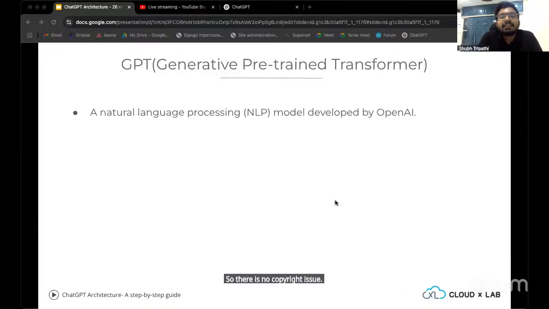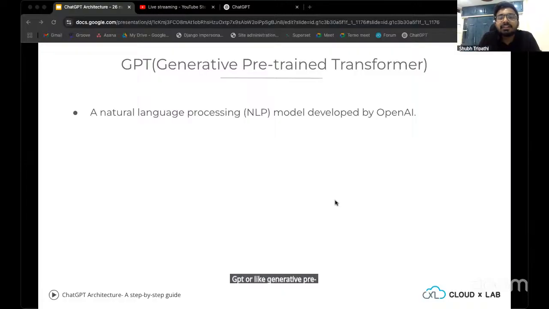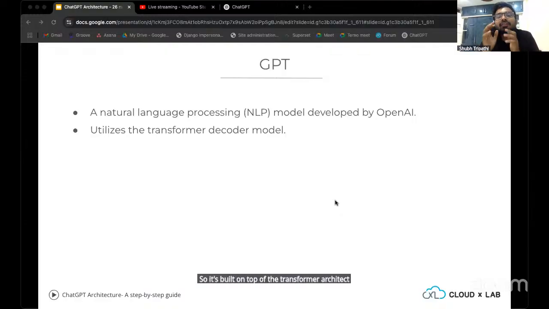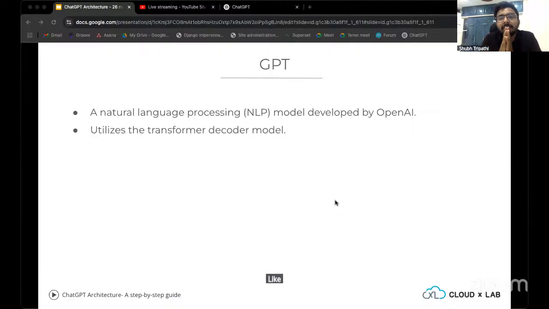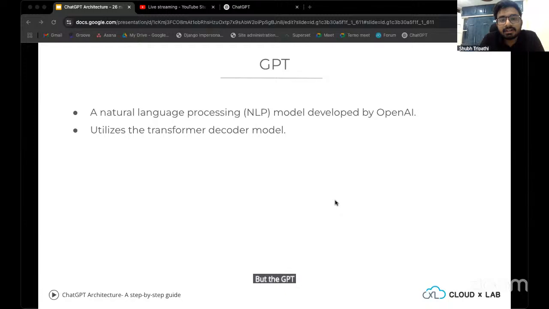Now that we have understood the concept of training models with minimal supervision and fine tuning, let's talk about GPT. GPT, or generative pre-trained transformer, is an NLP model developed by OpenAI. It's built on top of the transformer architecture, but unlike the full transformer model, GPT uses only the decoder stack. If we remember, the transformer consisted of an encoder stack and a decoder stack, but GPT only utilizes the decoder stack. It did not include the encoder stack.